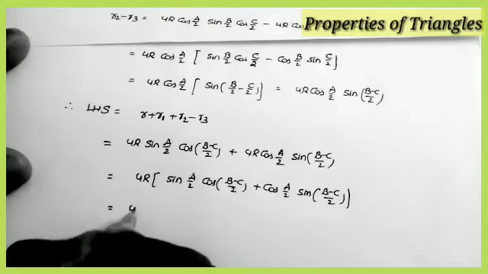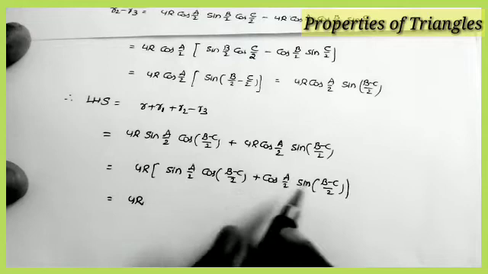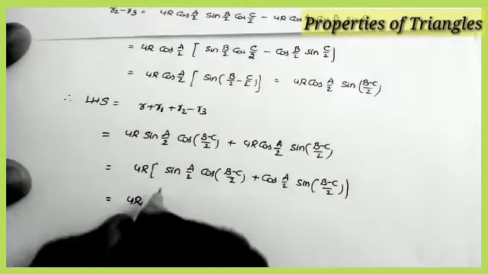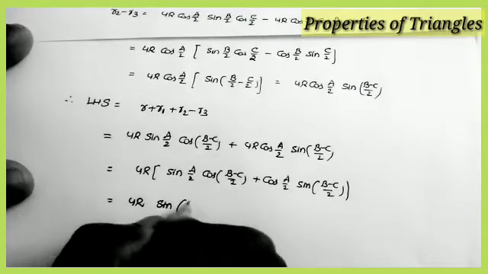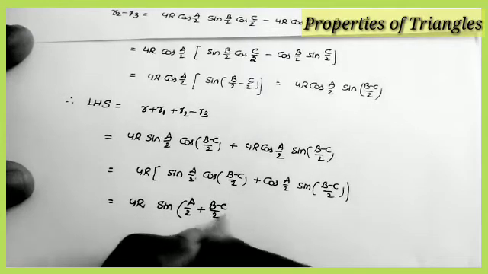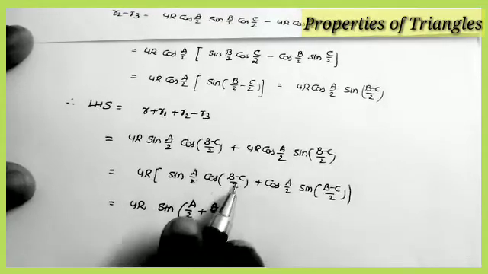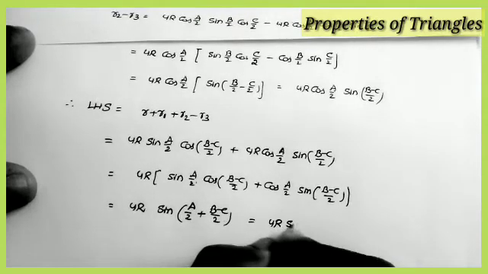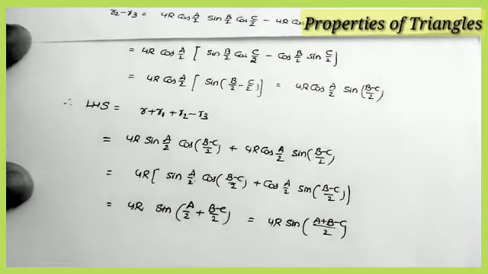And this equals 4R into, see here again this is in the form of sin A cos B plus cos A sin B. And what is sin A cos B plus cos A sin B? Sin of A plus B. What is the A value? A by 2. What is the B value? B minus C by 2. So this is sin A cos B plus cos A sin B, sin of A plus B. And this equals 4R into sin of A plus B minus C, just taking the LCM.